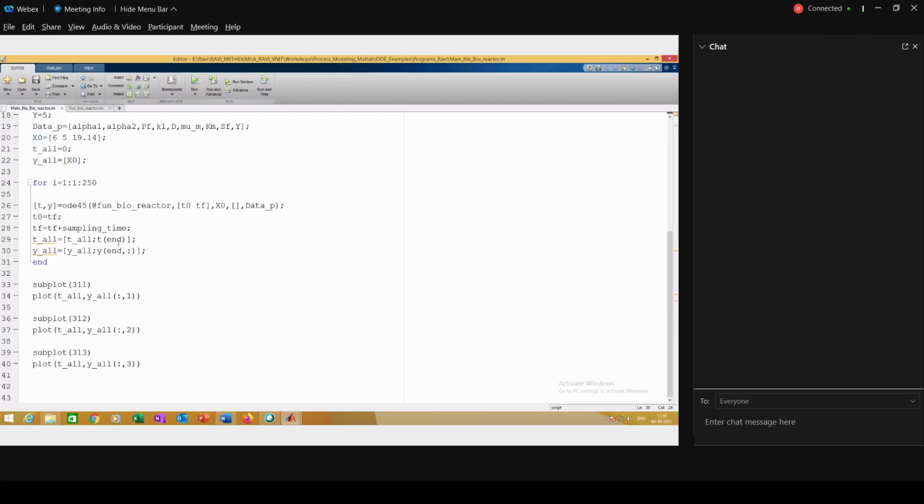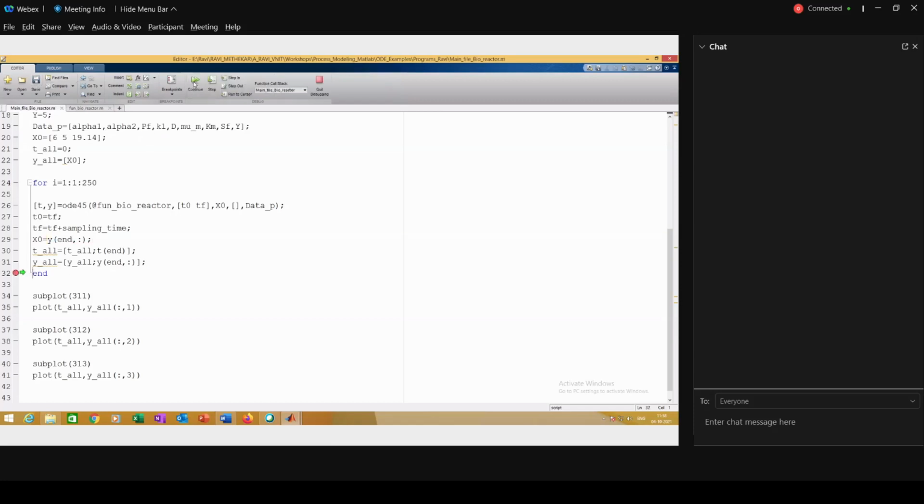How do I update that? So I update it as x0 equal to y of the last row, all the columns, correct? But row wise. Okay. Now look at this. So now x0 has got updated. Let's see, x0 got changed. Okay, so let's plot it. Let's simulate this.